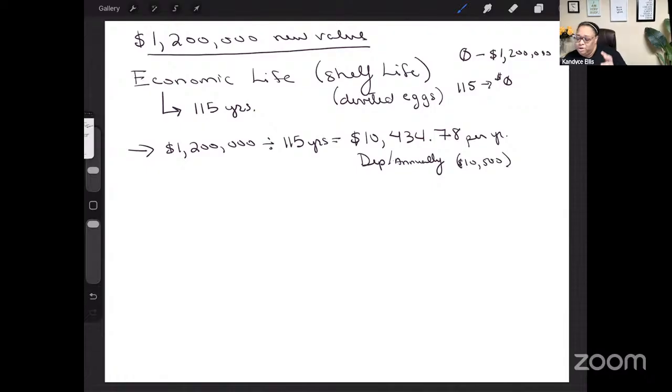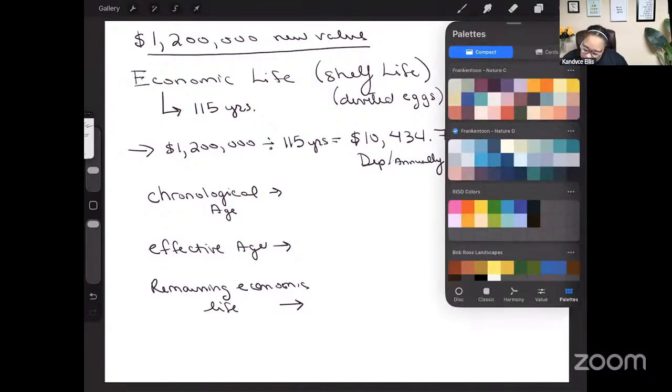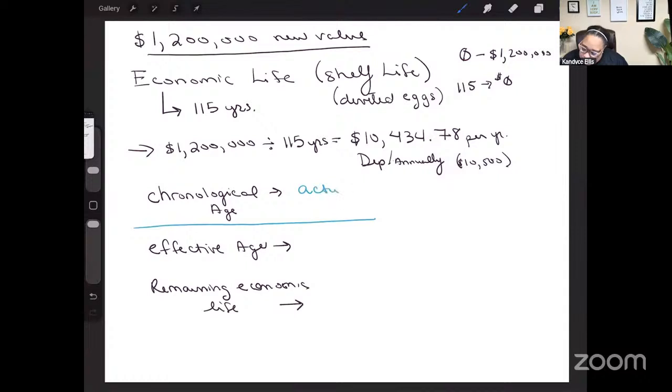So then you're going to be given one of three different pieces of information. You could either be given the chronological age, I don't know if I spelled that right, but nobody cares. You've got the effective age, or you're given the remaining economic life. So the chronological age, this is the actual age.